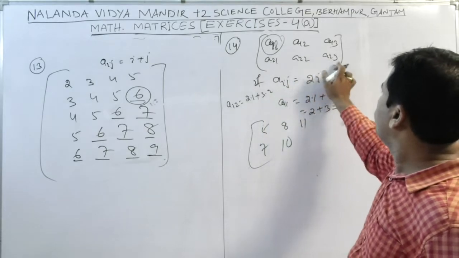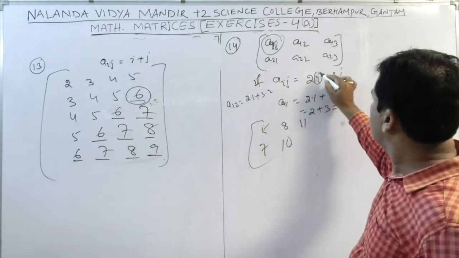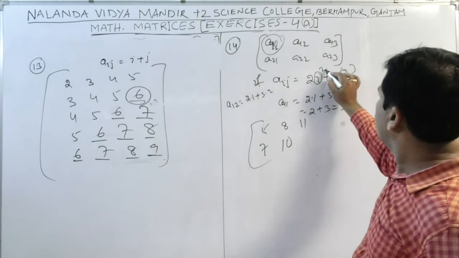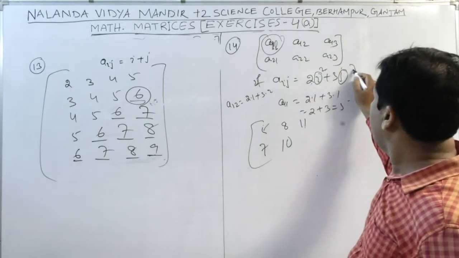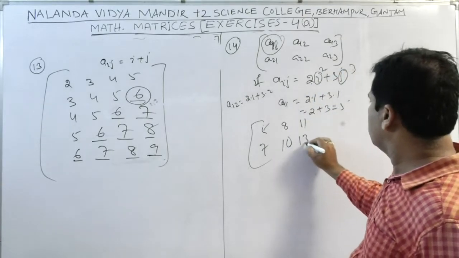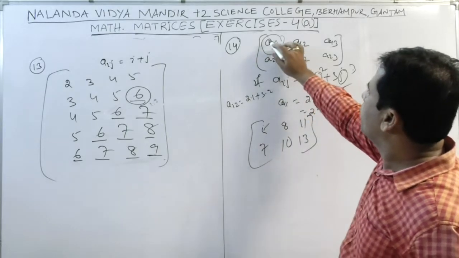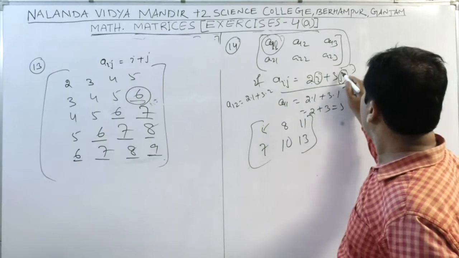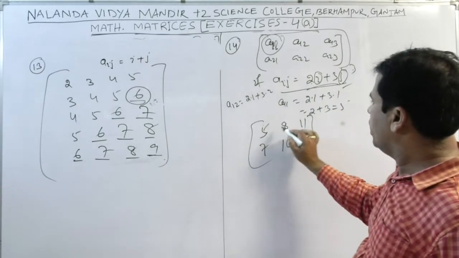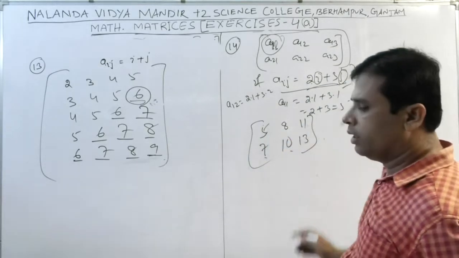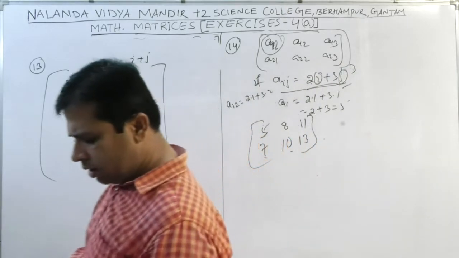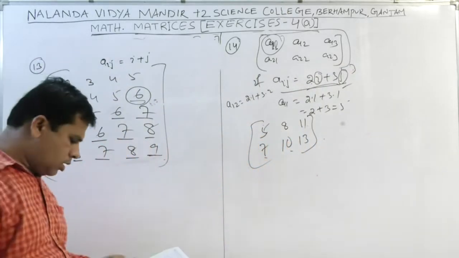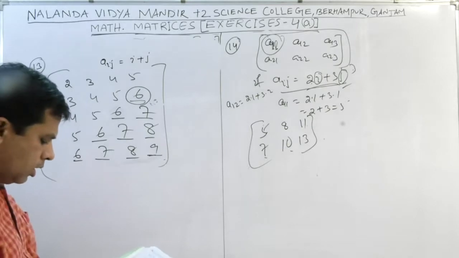And a 2 3 means i is equal to 2, j is equal to 3. 2 into 2, 4, plus 3 into 3, 9. 4 plus 9, that is 13. Okay? Therefore, we can find this matrix if aij is equal to 2i plus 3j. The elements are 5, 8, 11, 7, 10, 13. In the same way, we can find the matrix of question number 15.